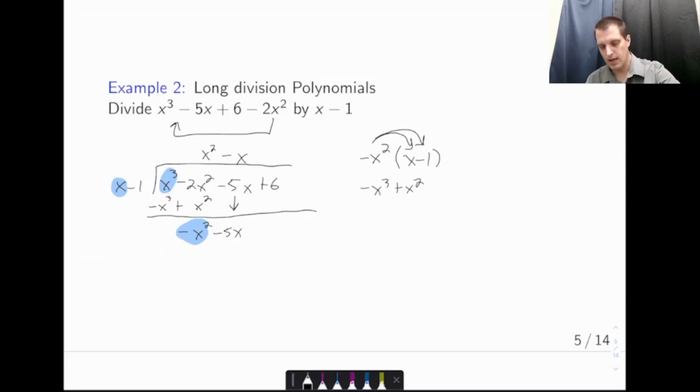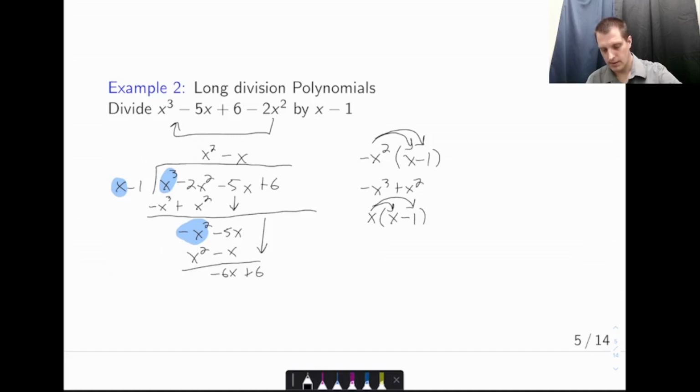So we can now do the opposite of that. So we're going to actually do a positive x times x minus 1. Which gives us an x squared minus x. And then we get a negative 6x. We bring down our positive 6.